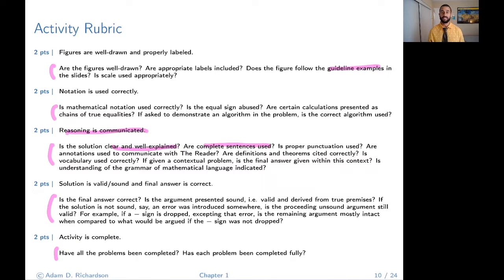Did you use complete sentences? You've got to use complete sentences, and proper punctuation. This is a big one right here. Are annotations used to communicate with the reader? What that means is you want to keep in mind that what you're writing down on these activities is not just for you. It's not scratch work. You're not turning in scratch work. You're turning in carefully thought out answers that you've taken the time to write and explain. If you just roughly get the answer and turn that in, I'm going to have to take points off, because you're supposed to be communicating with the reader. In this case, it's me.